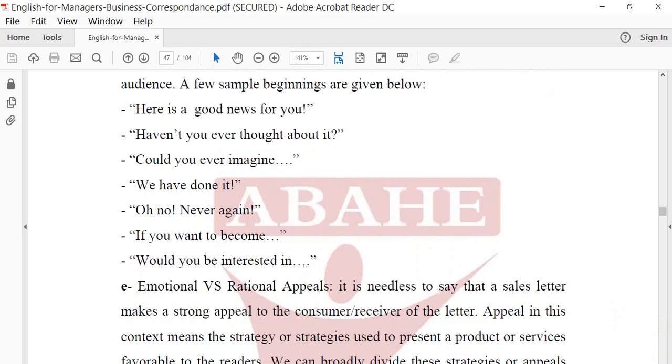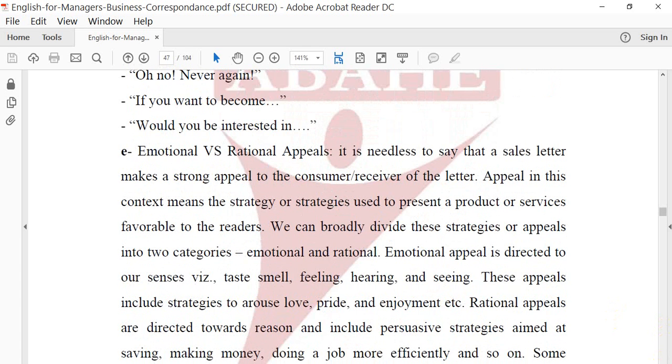Now let's go to emotional versus rational appeals. What does it mean, emotional and rational? So we have two ways of writing a paragraph, or when we write a sales letter, we have to follow one way, emotional or rational. What's the meaning of emotional and rational? Let's understand the meaning of these terms. Emotional relates to the emotions or to the senses, for example, like taste, smell, feelings, hearing, and seeing. But when I say rational, it relates to the mind.